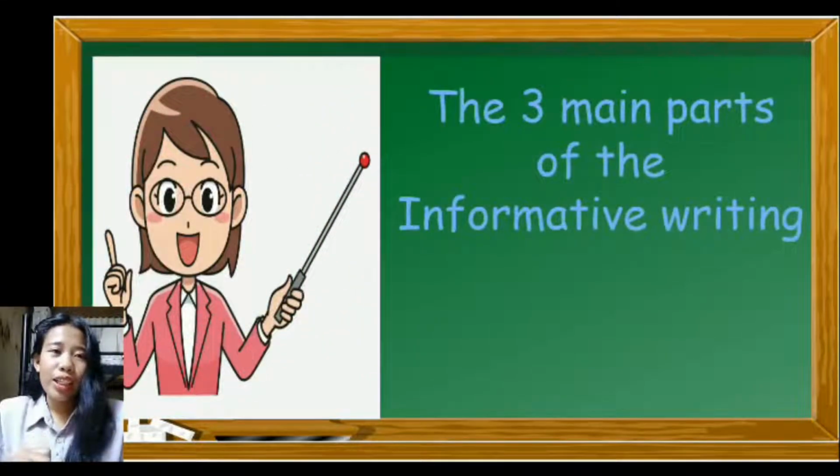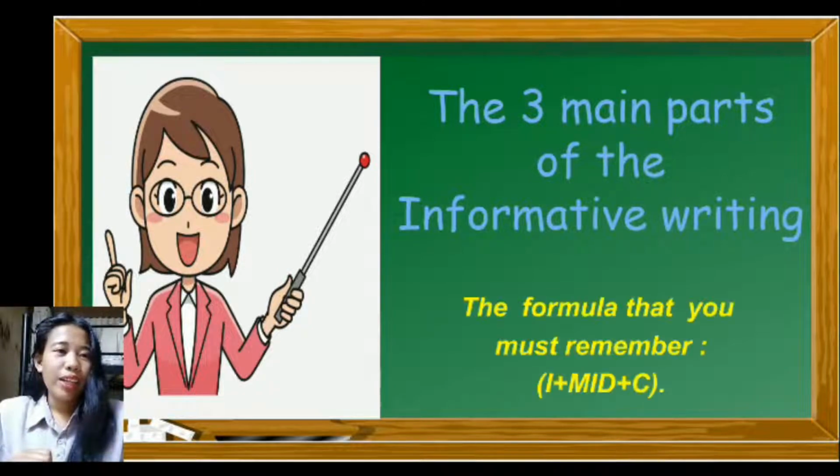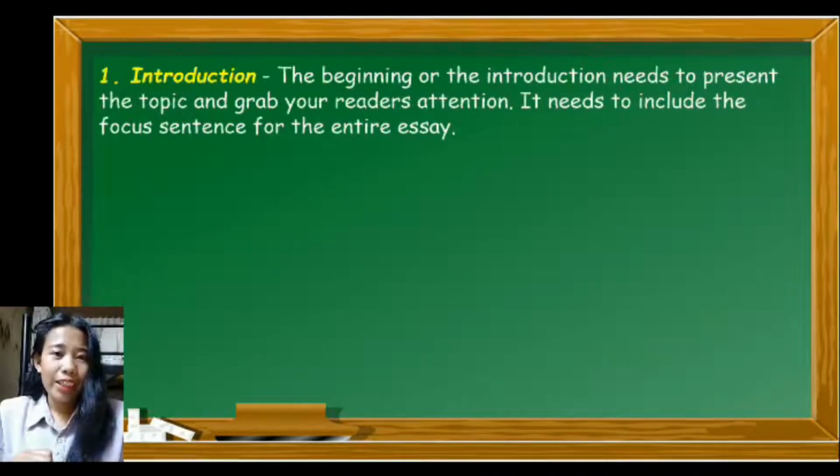And these are the three main parts of informative writing. And we also have the formula that you must remember when you write an informative writing. We have here the introduction. The introduction is the beginning, and it needs to present the topic and grab your reader's attention. It needs to include the focus sentence for the entire essay.